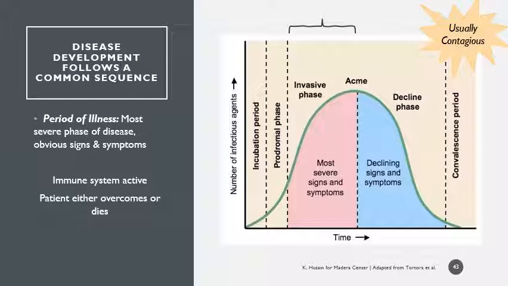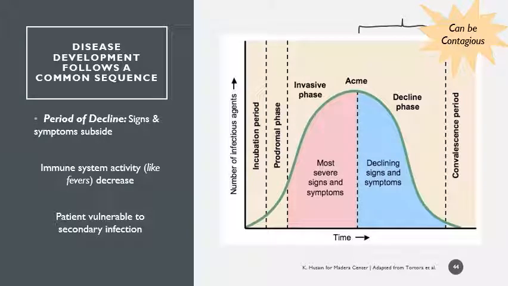That bacterium or virus is going to drop off either because the host has started fighting it and their immune system is able to overcome it, or because the host dies and so there's no host for those infectious agents to continue replicating inside of. So either way, we get into the decline phase, which still can be contagious. It's not always contagious.